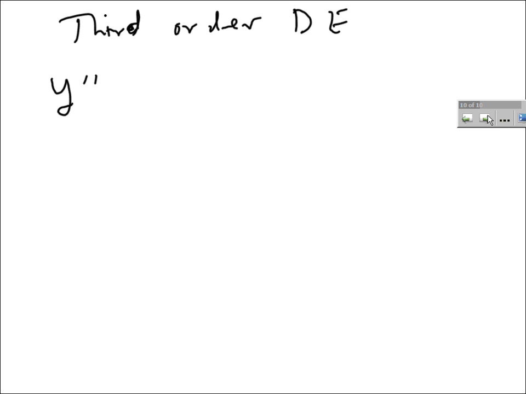Now up to now, we've only dealt with second order homogeneous linear equations with constant coefficients. Let's look at a third order differential equation. y triple prime plus 3y double prime minus 4y is equal to 0.